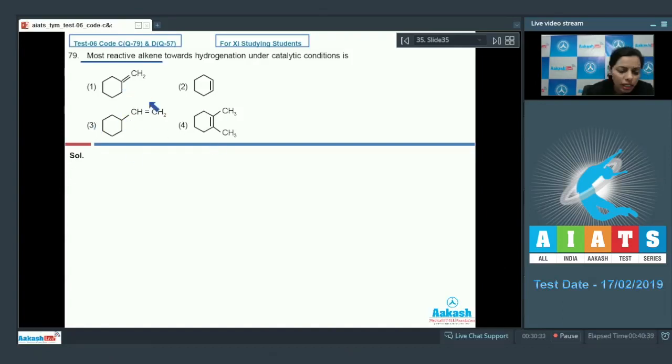While in other compounds you will see that alpha to this double bond, there are carbon atoms at which two hydrogen atoms are present. Similarly, if we talk about this, there are two possibilities for the alpha hydrogen. It means there are more hyperconjugative structures, so more stability. Similarly here also. But if we talk about the third option, there is least stability, and least stability results in most reactivity, and on that basis I'll choose option 3 as the correct option.